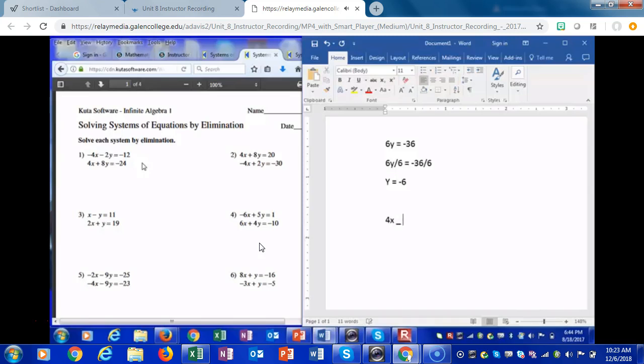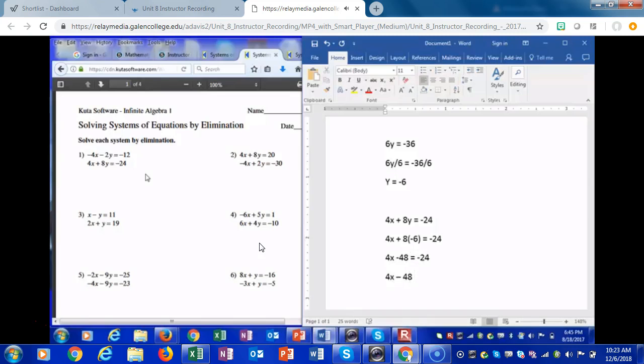And I'll say 4x plus 8y equals negative 24. So we have 4x plus 8 times y is negative 6 equals negative 24. So now we're going to combine as much as we can in order to get to x equals. So we bring down 4x. 8 times negative 6 is negative 48. That equals negative 24. So we have 4x minus 48.